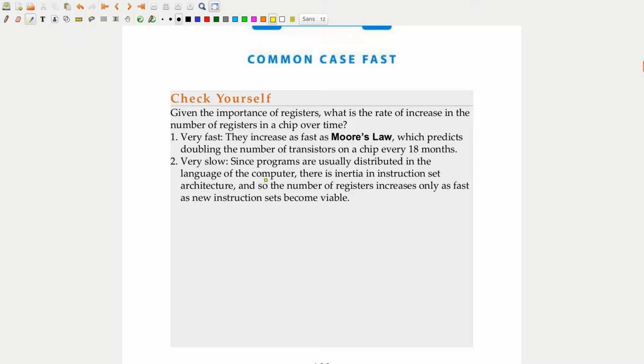Okay. So what do you guys think? Do you think that the number of instructions or the number of registers on a chip, how do you think that scales over time? Do you think that that goes very quickly or very slowly? You can just say like fast or slow, and then I'll tell you what the answer is.